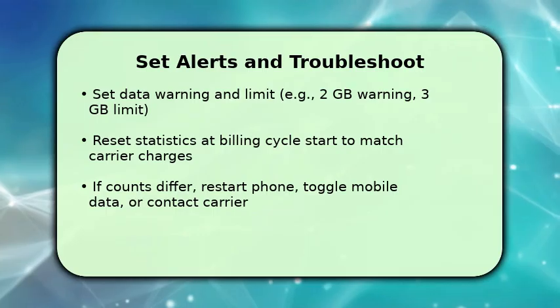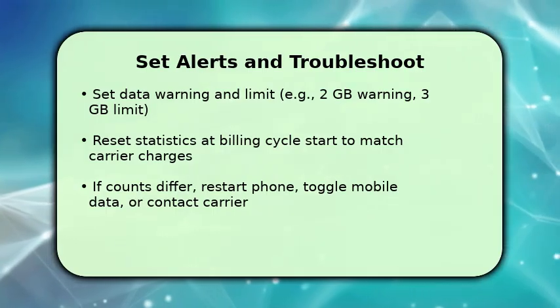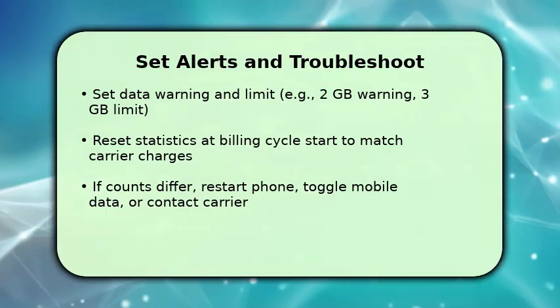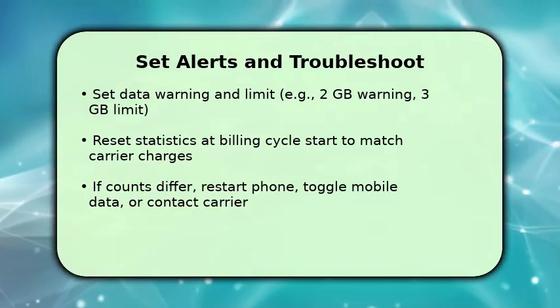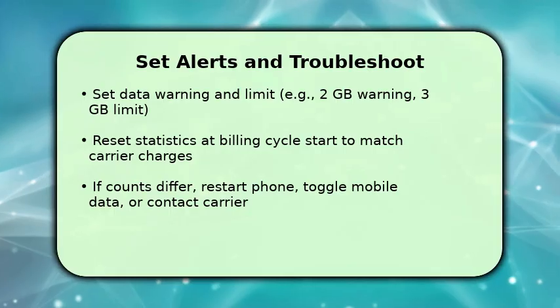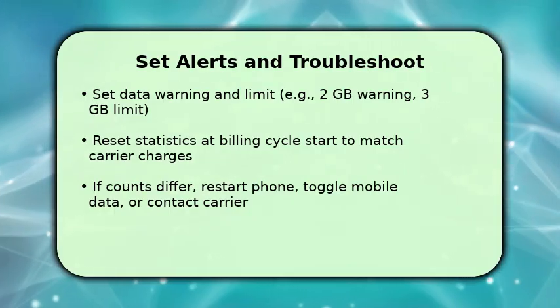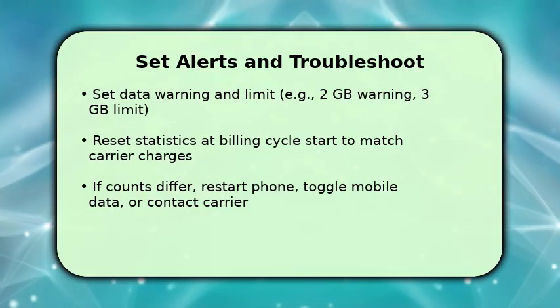If your phone's totals don't match the carrier, restart the device, toggle mobile data off and on, and check for system updates. If discrepancies persist, contact the carrier since they may count differently. One troubleshooting tip: clear network settings only as a last resort.